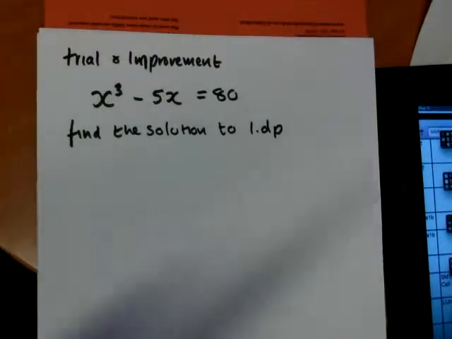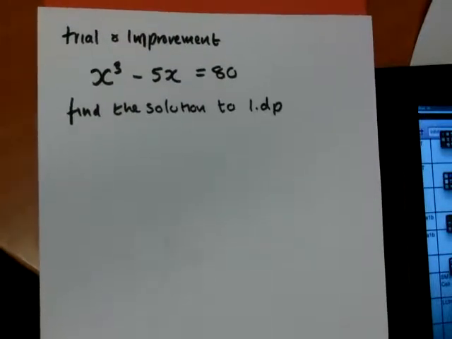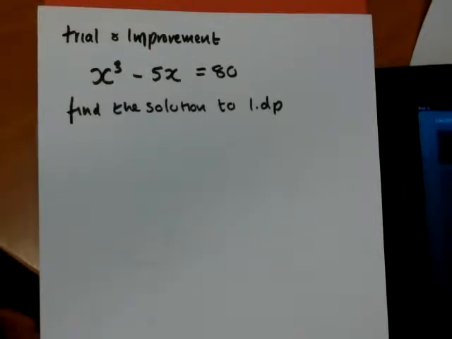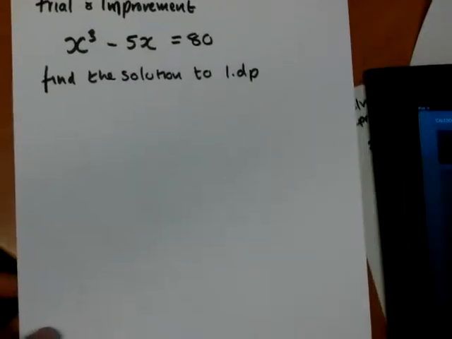Right, we're now going to look at trial and improvement, another sort of problem that if you're going to get a C grade you really ought to be able to do. So we need a calculator to do this. I've got one beside me, rather a good one actually on my iPad. I'll be using that in a moment.